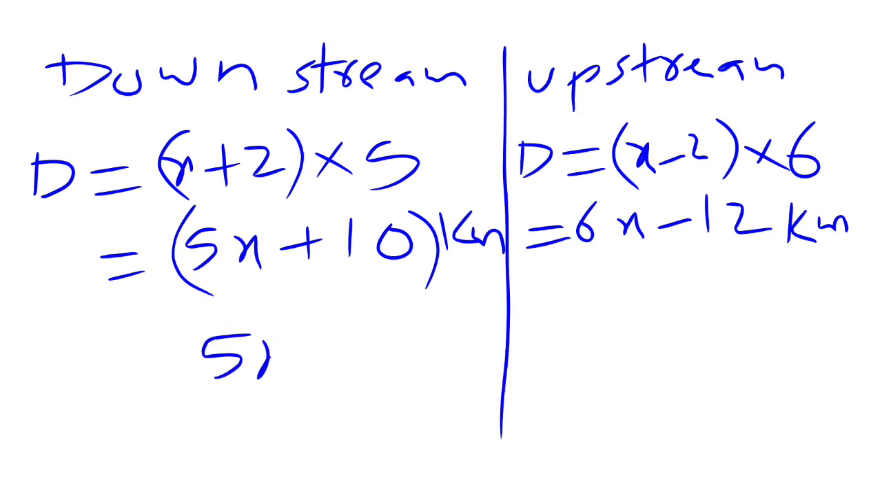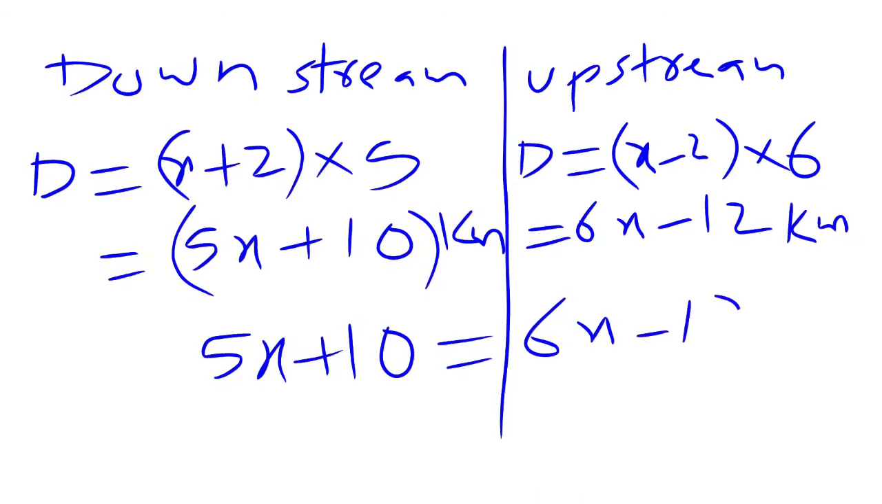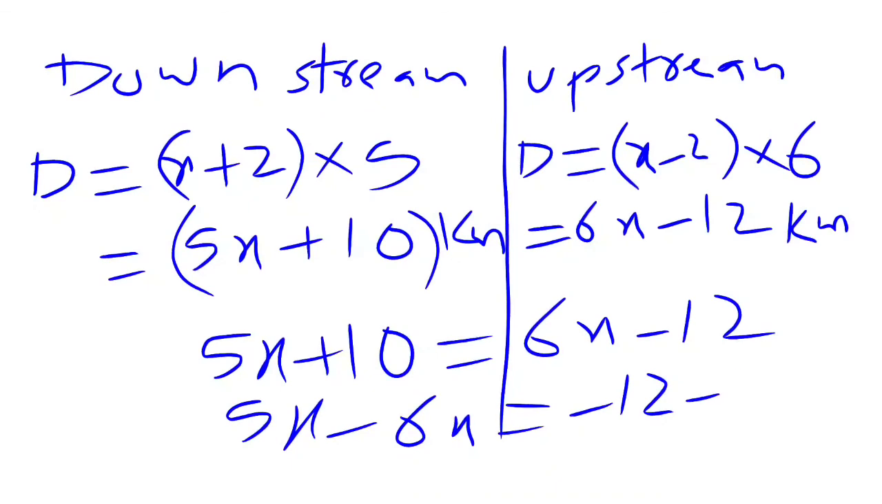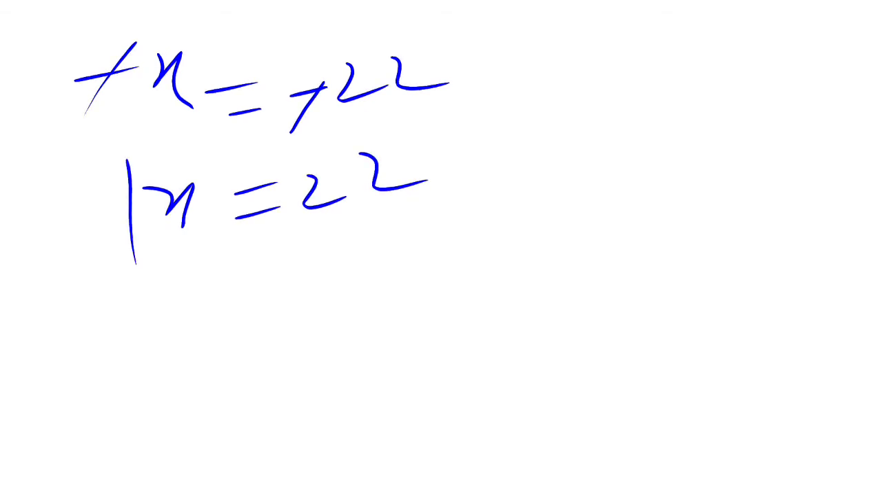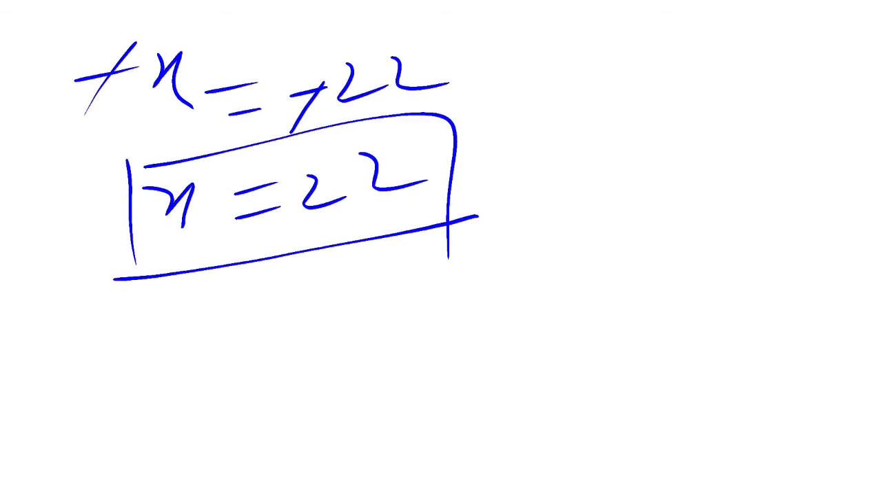So 5x plus 10 is equal to 6x minus 12. So write variables on one side. 5x minus 6x is equal to minus 12 minus 10. So here 5x minus 6x is minus x. Minus 12 minus 10 equals minus 22. So minus minus cancel, then x equals 22. So the speed of the boat in still water is 22 km per hour.